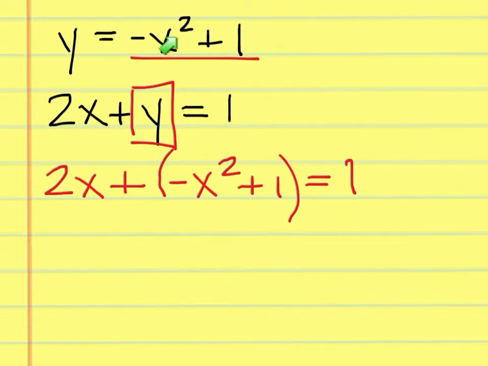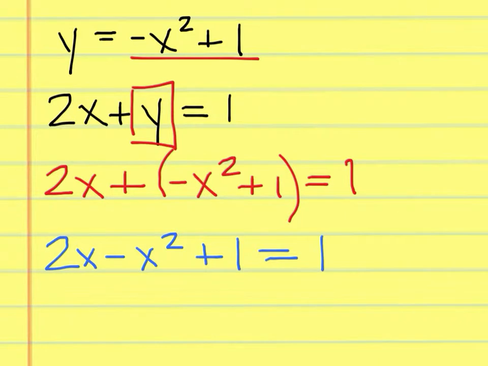Since this was already set equal to y, we're using the expression it's equal to plug it in for y in the other equation. And here it is. Instead of y, we wrote parentheses and that expression. Next up, you have to simplify. So 2x minus x squared plus 1 equals 1. We just removed the parentheses. Plus a negative x squared is the same as minus x squared.